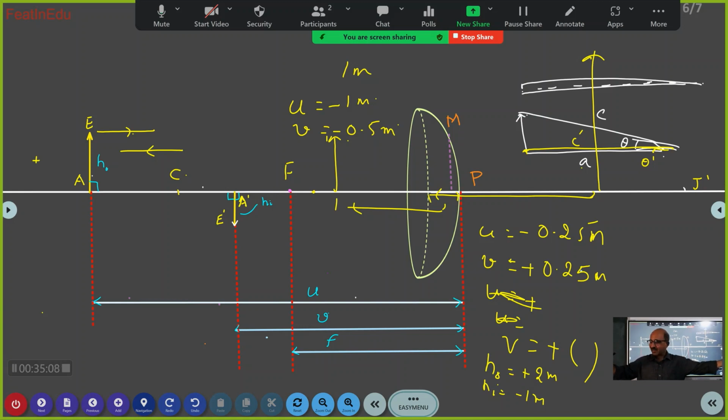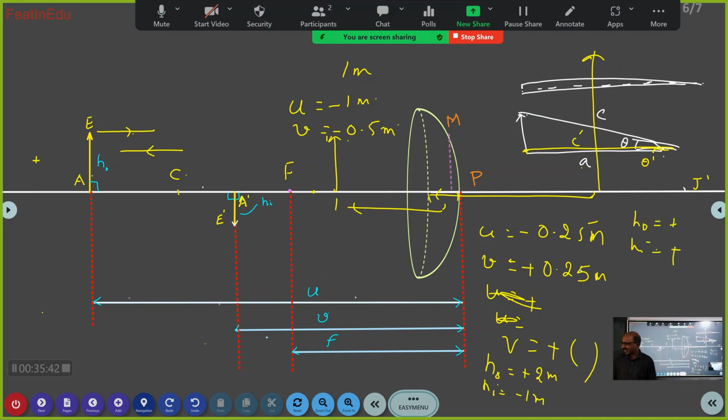HO is plus 0.25. For example, now in the real image it's inverted, that is why we are taking it as negative. What if it is behind the mirror and erect? Plus only. So if it is behind and erect for a concave mirror, then HO is positive, HI is also positive.